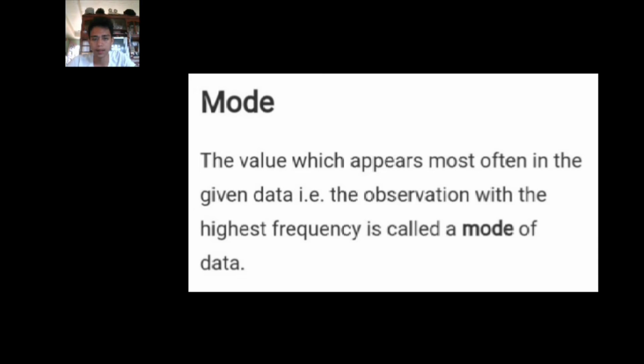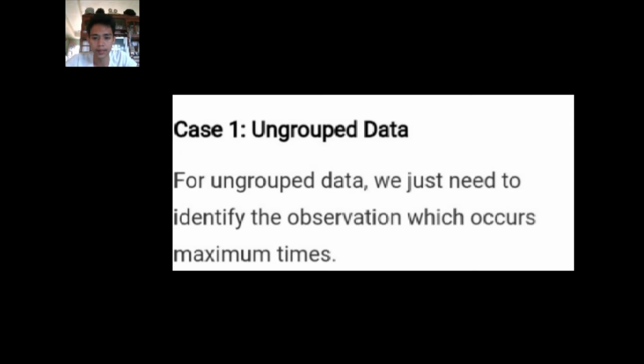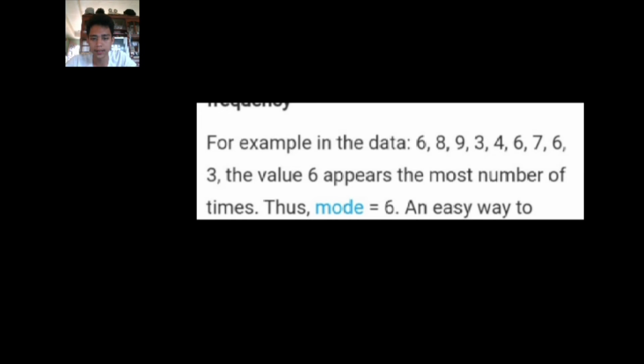Good day everyone, my name is Yancy J. Rizon and my topic is all about mode. The value which appears most often in the given data, i.e. the observation with the highest frequency, is called the mode of data. Case 1 is ungrouped data. For ungrouped data, we just need to identify the observation which occurs the maximum times. For example, in the data 6, 8, 9, 3, 4, 6, 7, 6, 3, the value 6 appears the most number of times. Therefore, mode is equal to 6.